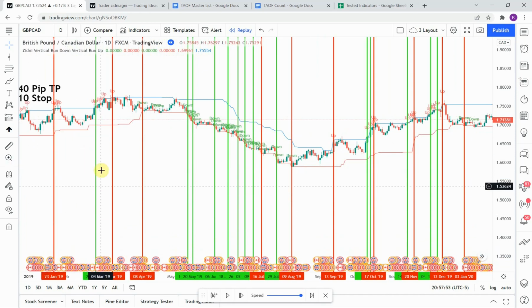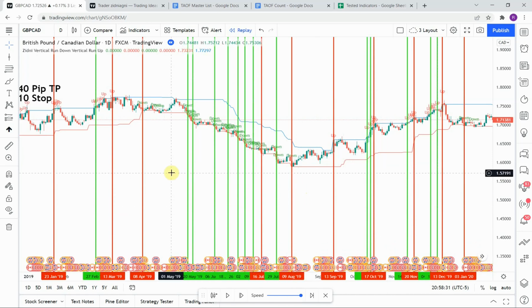So we have 1, 2, 3, 4, 5, 6, 7, 8, 9, 10, 11, 12, 13, 14, 15, 16, 17, 18, 19, 20, 21, 22, 23, and 24. So we had 24 trades altogether, and we have 1, 2, 3, 4, 5, 6, 7, 8, 9, 10, 11, 12, 13, and 14 winners. And so that barely misses that 60% criteria that we were looking for.